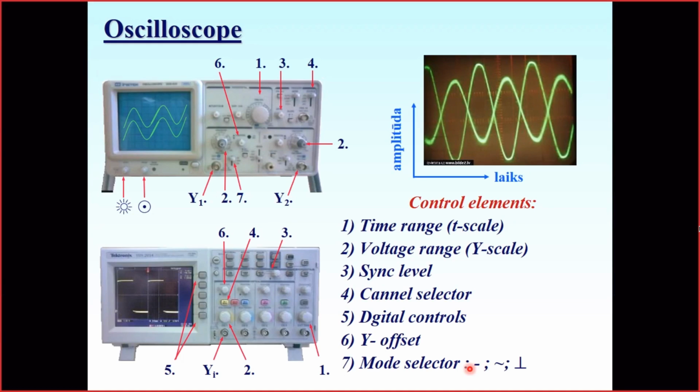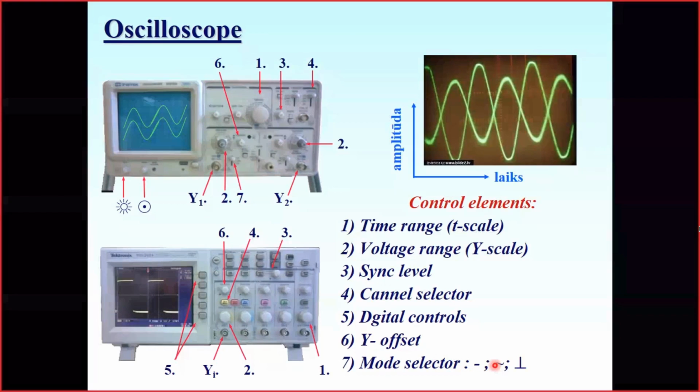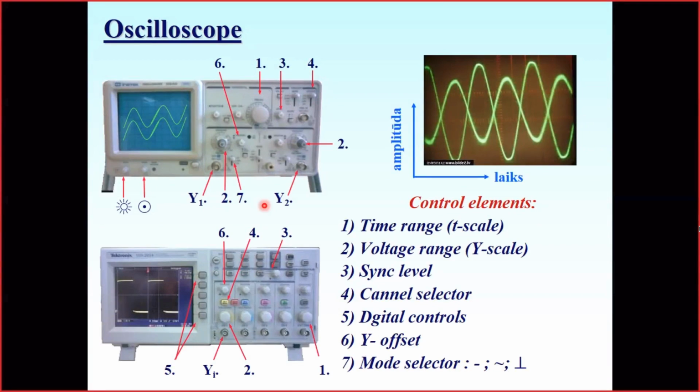For the DC mode, the signal is depicted as is, and we have an AC mode usually in a scope. For the AC mode, the constant component, the DC bias or DC component of the signal, will be eliminated. The difference is that when we connect it to the AC mode, a capacitor is connected in series with the signal source. So if we have some DC component, it will be eliminated.